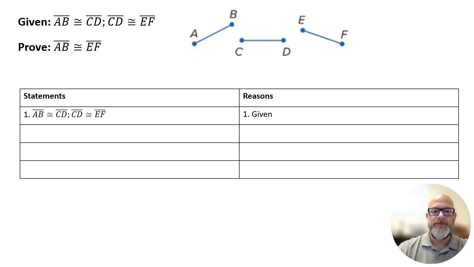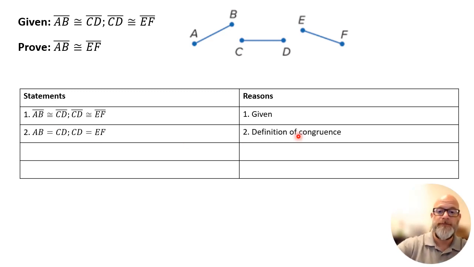Well, we have our givens, no problem. From here, we can immediately transfer to modern math using the definition of congruence. Okay. And then what can we do? AB equals CD, CD equals EF. Therefore, what? AB equals EF. What property is that? Transitive property. Transitive property of what? Dolphins? No, of equality, because we have equal signs now, yeah?